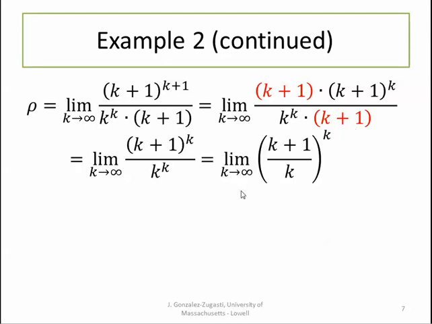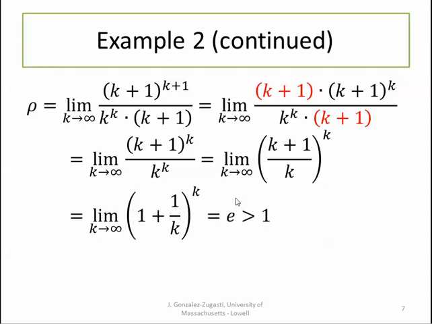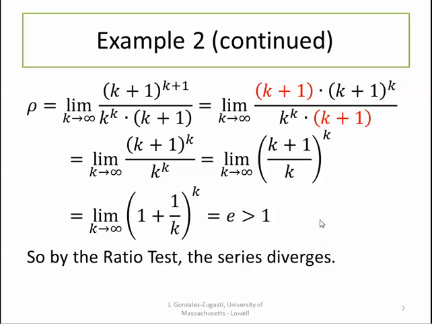So rho is going to be equal to the limit as k goes to infinity of (k plus 1) to the k over k to the k. Alright, this is actually a familiar limit for us. If we rewrite this as 1 plus 1 over k, raised to the k, this limit here we know is equal to e, and e is greater than 1. So since rho is greater than 1, the ratio test tells us that the series diverges.